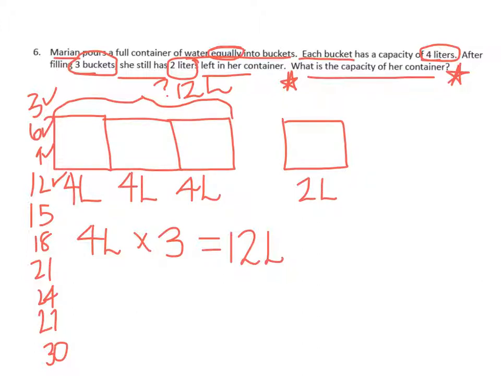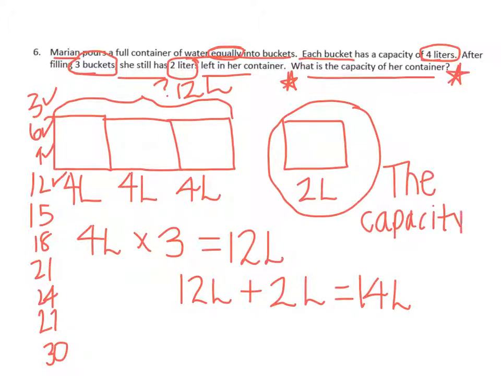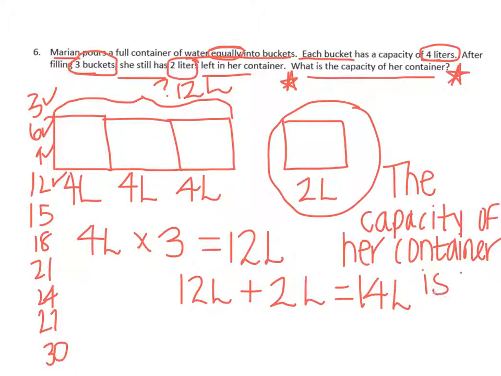Then I still have to remember that she's got 2 liters left. So I'm going to take my 12 liters that she's already poured and add 2 liters to that. So what is 12 plus 2 liters? Pause the video while you work and replay when you are ready. So 12 plus 2 is equal to 14 liters. So the capacity of her container is 14 liters. That was a pretty tough word problem, but you did a great job.